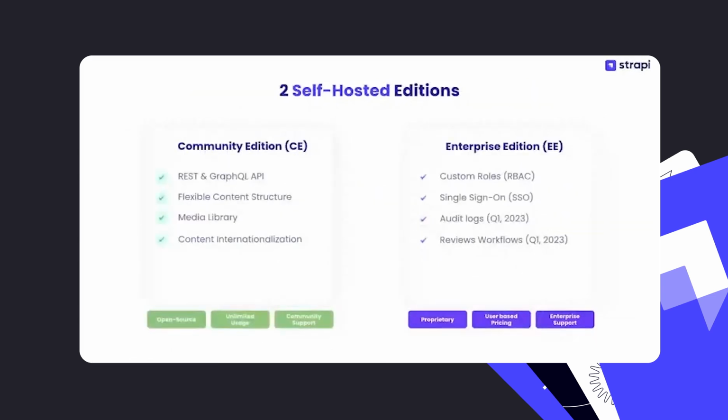As I mentioned, there are two different editions of Strapi. The community edition is the open source one, which comes with things like the option to go with REST or GraphQL for the API. It has a pretty robust media library, content internationalization, and the ability to leverage components and dynamic zones to edit a different part of your website on the fly. Then there's the enterprise edition, which comes with features such as role-based access control, SSO, and audit logs coming in Q1 of next year. So that's the difference between these two editions.